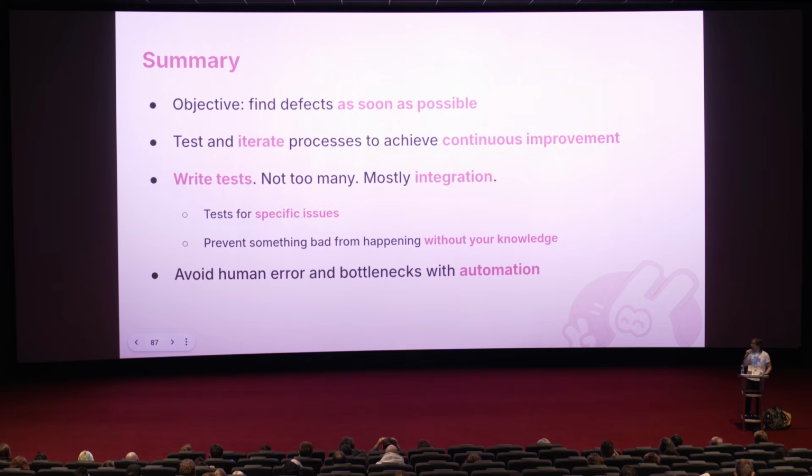And okay, a very quick summary of the whole talk this time. We learned that the objective of QA is to find defects as soon as possible. In order to do that, we test and iterate the processes we have to achieve continuous integration, sorry, continuous improvement. And then we write automated tests, not too many, and mostly integration. And in order to do that, we test specific issues. We first find the issue, and then we cover it with the most adequate test for that particular issue. Remember that the goal is to know when something is broken, not to prevent something from breaking.